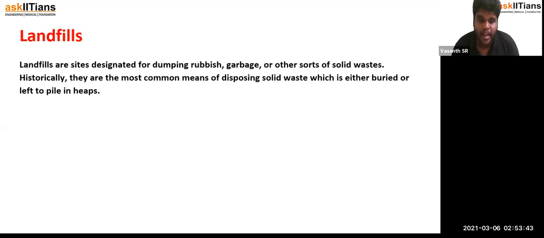So a landfill is a designed place where it will not intervene so much with the population. They will start dumping all the rubbish, garbage and all sorts of solid waste. This is the easiest possible way, and historically it has been done for a very long time.